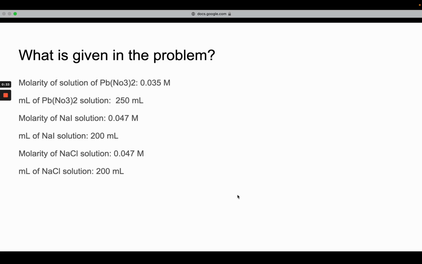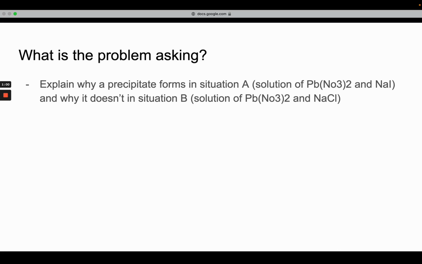So what is given in the problem? In terms of the initial solution of lead 2 nitrate, its molarity, 0.035 molar, is given, and the volume, 250 milliliters, is given. In terms of the sodium iodide solution, its molarity, 0.047 molar, is given, and its volume, 200 milliliters, is given. And in terms of the NaCl solution, its molarity, 0.047 molar, is given, and its volume, 200 milliliters, is given. The problem is asking us to explain why a precipitate forms in solution A, a mixture of lead 2 nitrate and sodium iodide, and why it does not in situation B, a solution of lead 2 nitrate and sodium chloride.